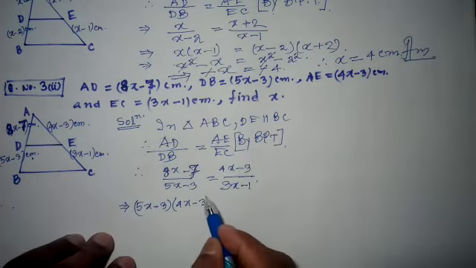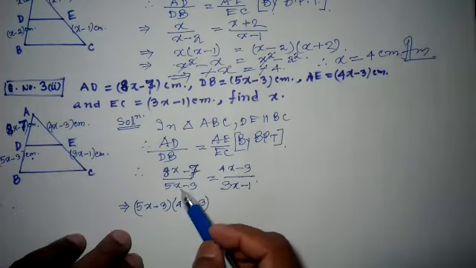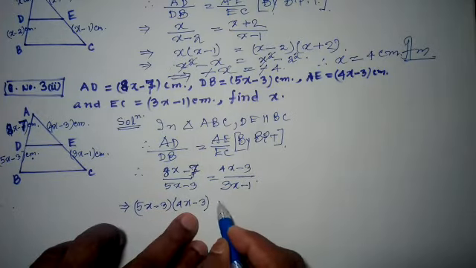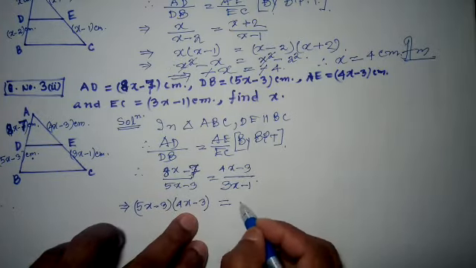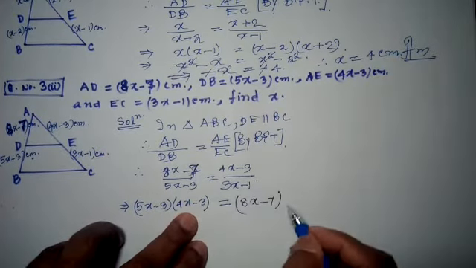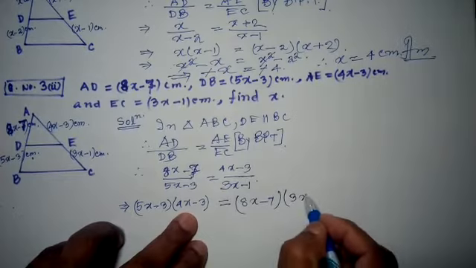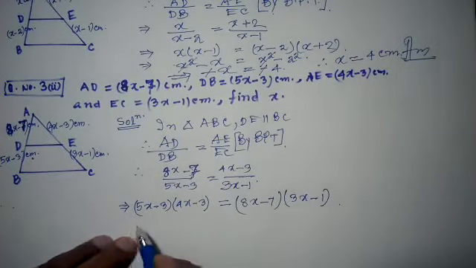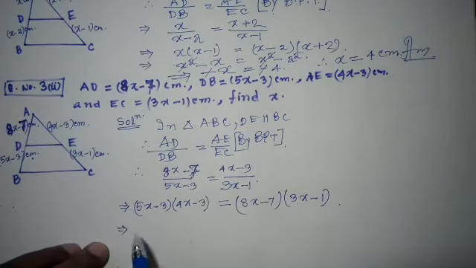Now do the cross multiplication. Any side we can do. Let us multiply this side. 5x minus 3 into 4x minus 3 is equal to this side, 8x minus 7 into 3x minus 1. This and this will multiply. Next, do the multiplication.